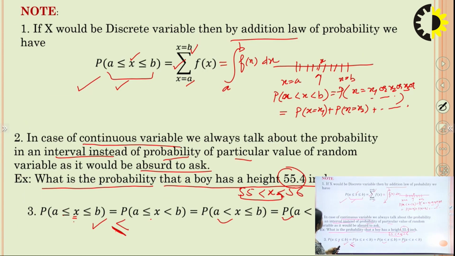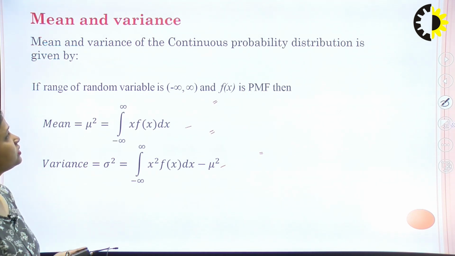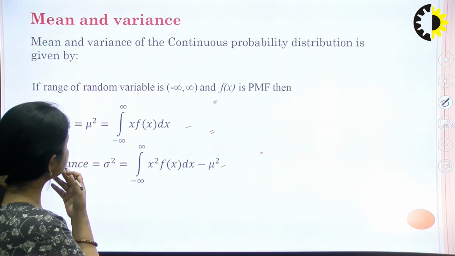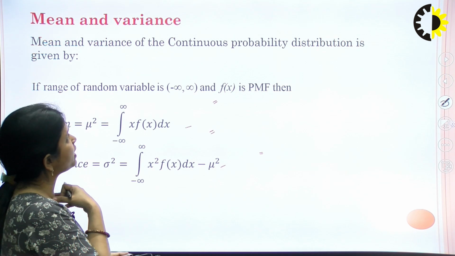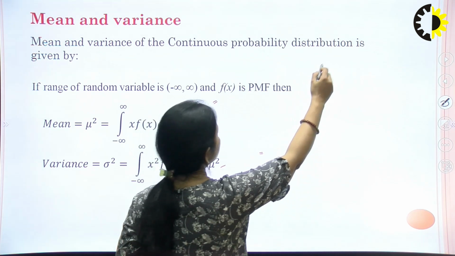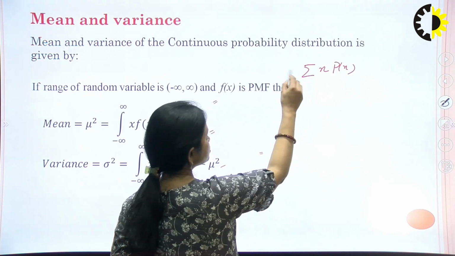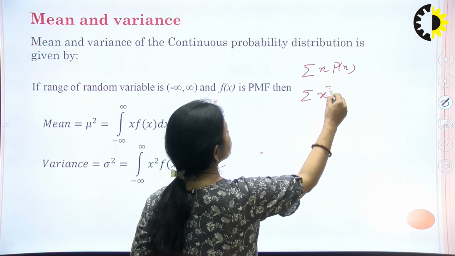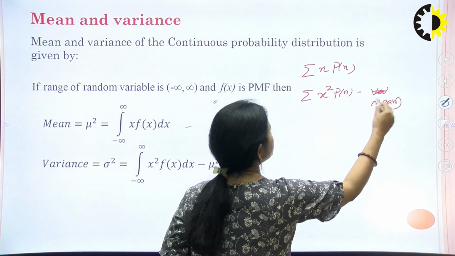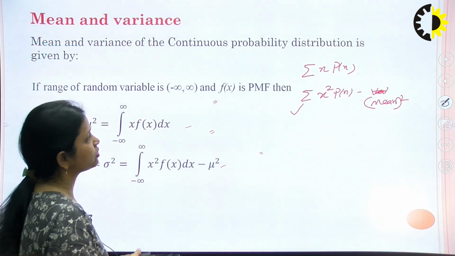Now let us discuss the mean and variance for the continuous probability distribution. We have discussed the mean and variance of the probability mass function, meaning for the discrete random variable, and the formula was summation x px for mean, and for variance it was summation x square px minus mean raised to the power 2. This one was the formula for mean and this one was the formula for variance.